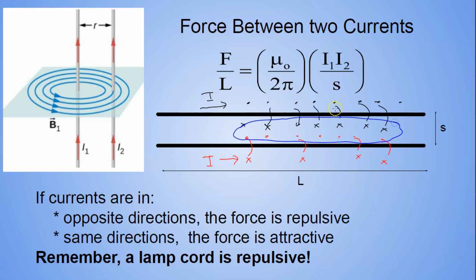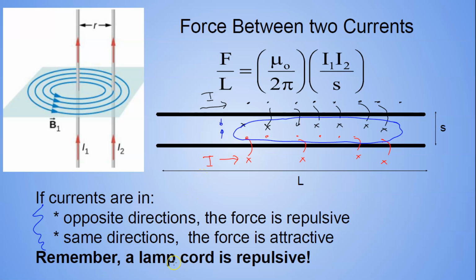I have two magnetic fields, and those two magnetic fields are going to interact with each other. They will either push or pull, and right here it tells us if they are in opposite directions, the force is repulsive. Ours were in the same direction. Current was to the right, current was to the right. Same direction, the force is attractive. So that's what we've got here. These two wires will experience a little pull towards each other like that.